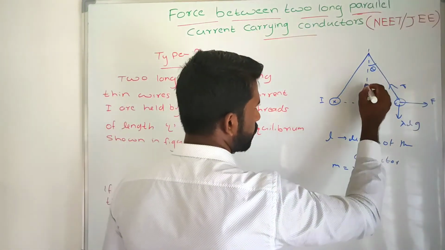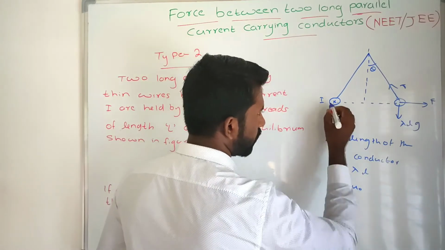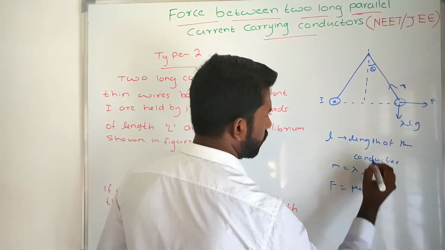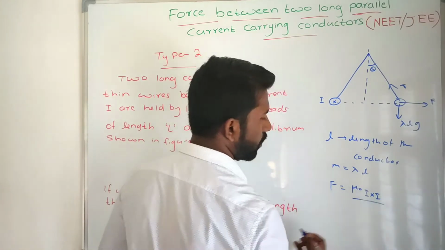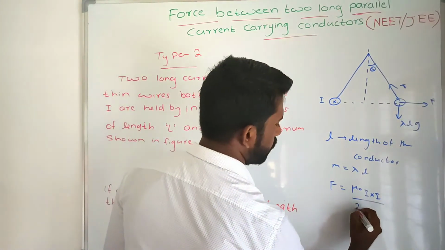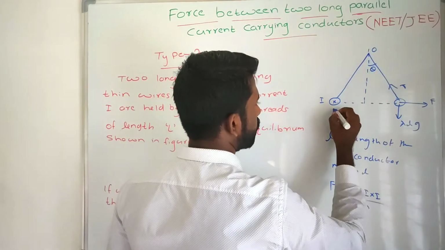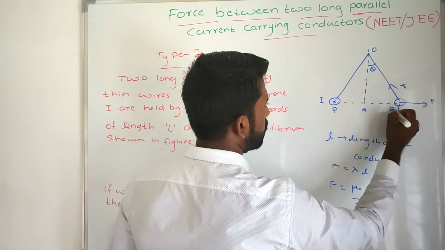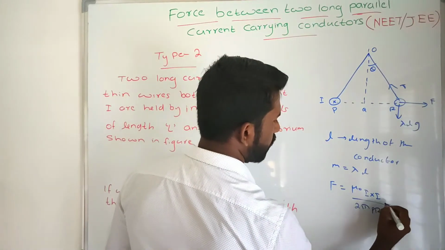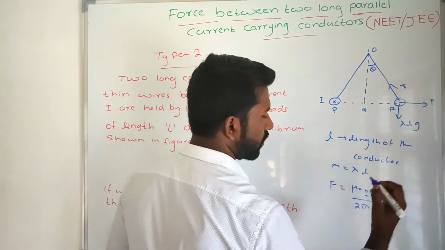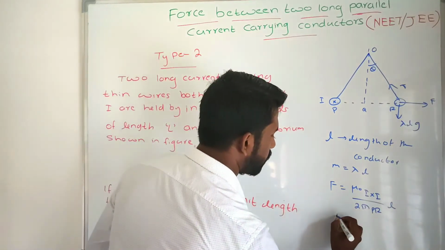What about the force value? Force F is equal to mu 0, the current through the first, I, into the current through the second, that is also I. So mu 0 I1 I2 divided by 2 pi into the distance between them. I am taking this as O, this as P, this as Q, and this point as R. So what is the distance? That is PR, into the length, which we have already taken as L. Now we need to find out PR.